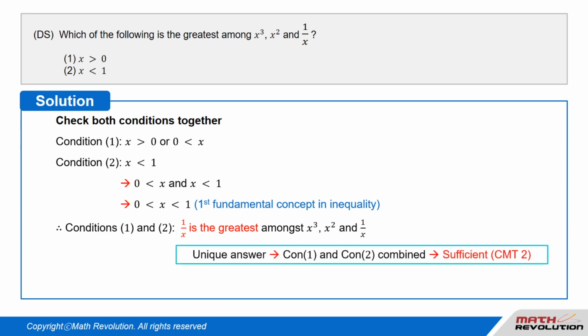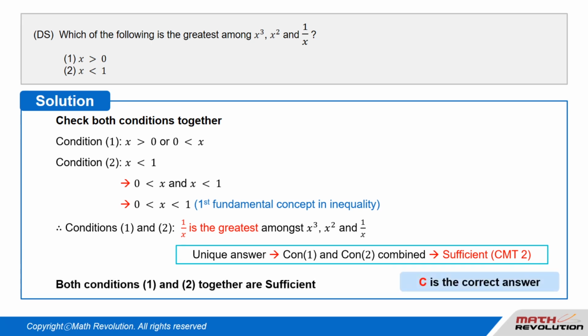Since the answer is unique, conditions 1 and 2 combined are sufficient by CMT2, which states that the number of answers must be 1. Both conditions 1 and 2 together are sufficient. Thus, C is the correct answer. Answer C.